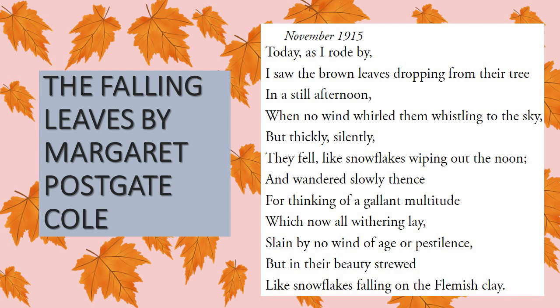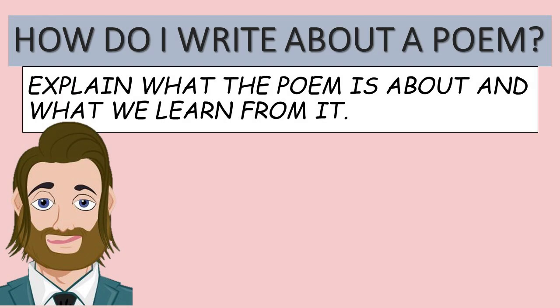So that's a war poem from World War I. It's an observation about the scale of death and loss of life. So that is The Falling Leaves by Margaret Postgate Cole. We're now going to think about how we can follow my 3 steps to talk about this analytically. So the first thing, reminding you that we're going to do is explain what the poem is about and what we learn from it. So let's hear from me.